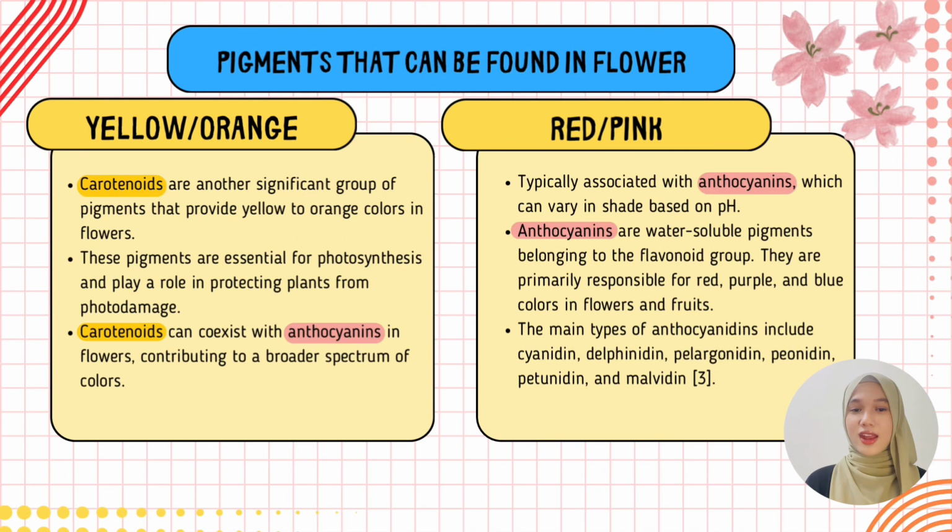Other than that, red or pink pigment is typically associated with anthocyanins, which can vary in shade based on pH. Anthocyanins are water-soluble pigments belonging to the flavonoid group. They are primarily responsible for red, purple, and blue colors in flowers and fruits. The main types of anthocyanidins include cyanidin, delphinidin, pelargonidin, peonidin, petunidin, and malvidin.